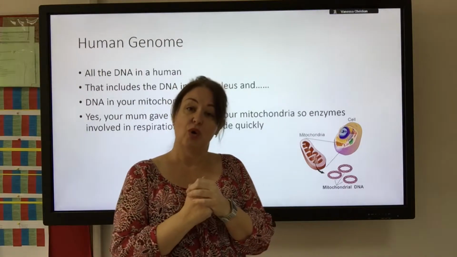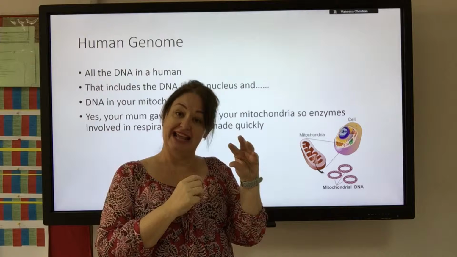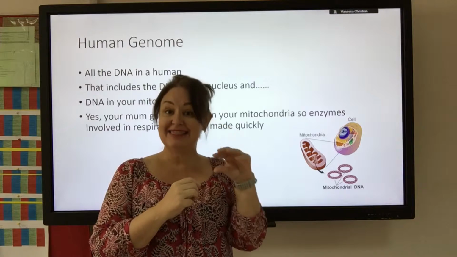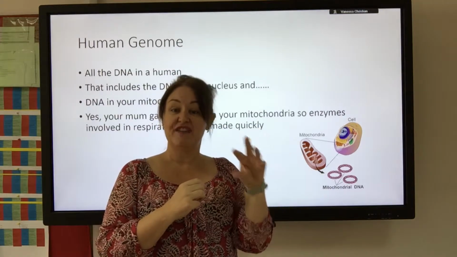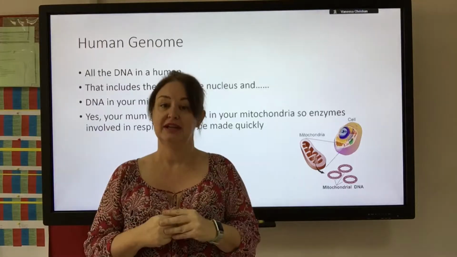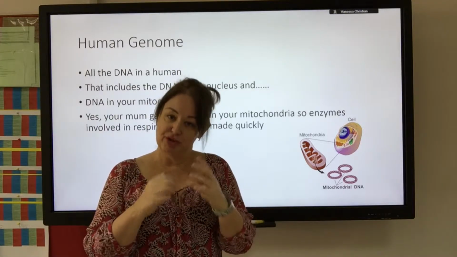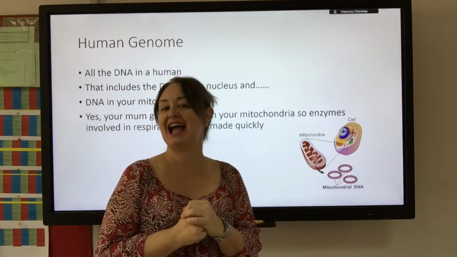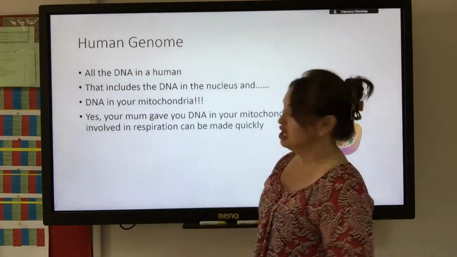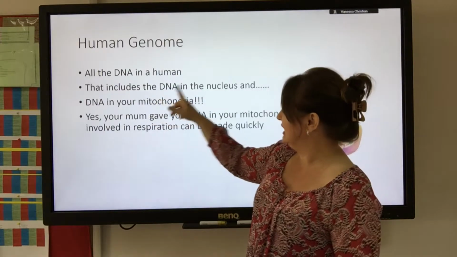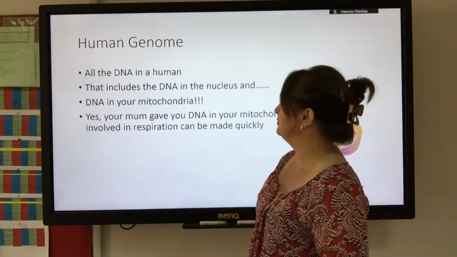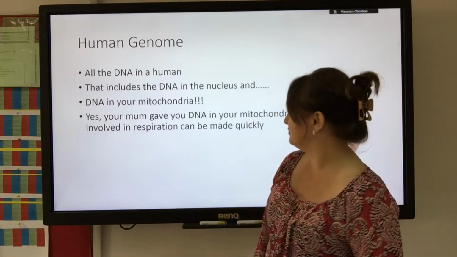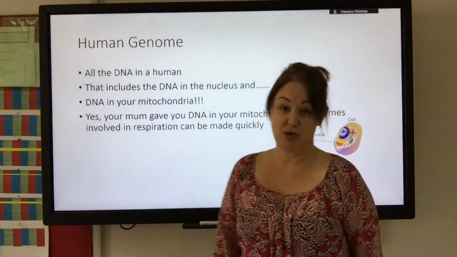So because of that, we've got some DNA in there so we can quickly make the enzymes necessary, and they're in the right place, they're in the mitochondria, made and available for respiration to take place straight away. Now, it's your mother who gave you these genes, your mother who put your DNA in your mitochondria, and that's actually quite an interesting fact, and later, at A level, you'll learn a lot more about that. So, all the DNA in a human is the human genome, that's what we mean. It includes the DNA in the nucleus and the DNA in your mitochondria. Your mum gave you that, you can thank your mum.